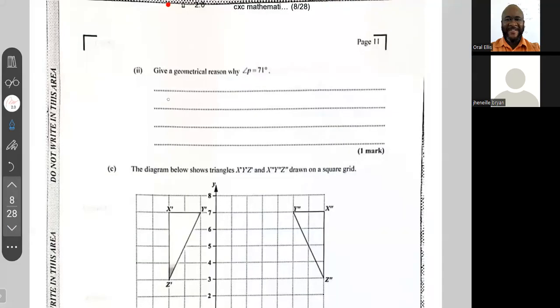So the angle P is equal to 71 degrees because they are alternate angles. Stay with me.